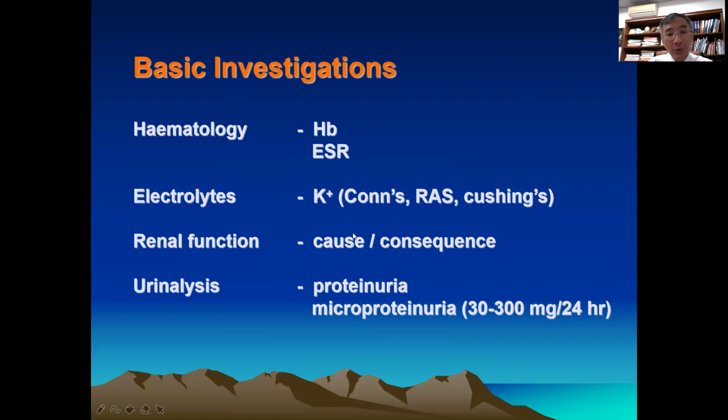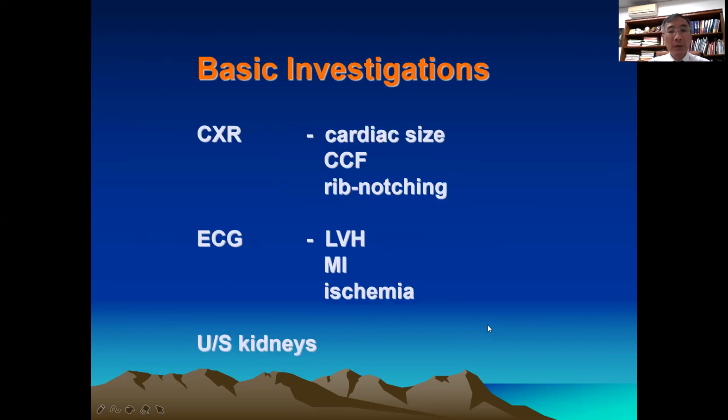Renal function is important, because kidney dysfunction can cause hypertension, while at the same time, long-term hypertension can result in renal dysfunction. In the urinalysis, examine the urine to look for protein, and before there is clear protein in the urine, there is what we call microproteinuria, when the level is 30 to 300 milligrams per 24 hours.